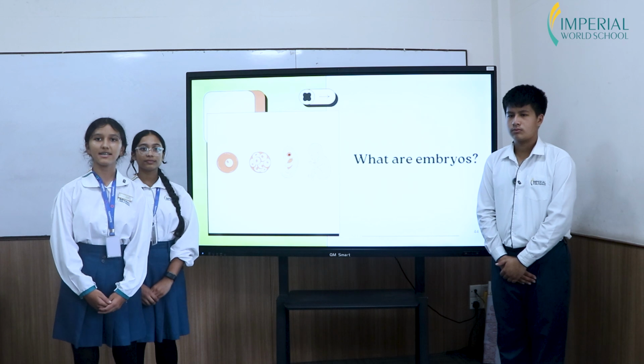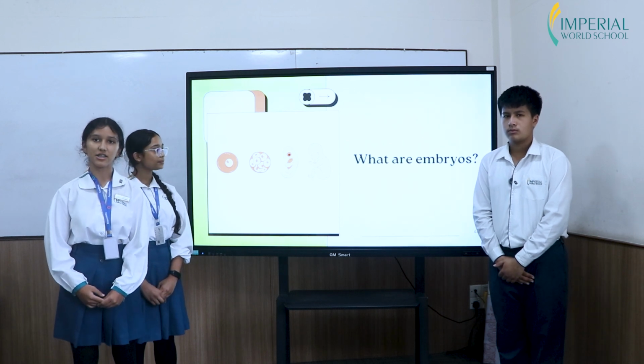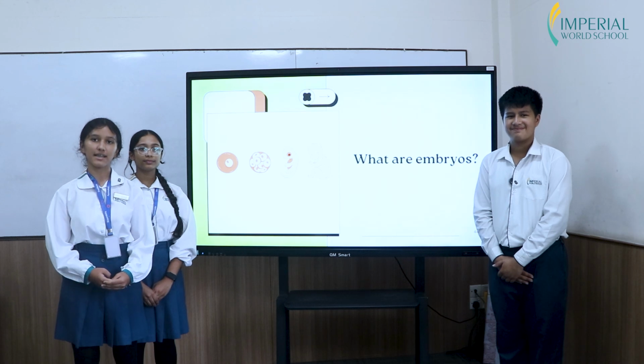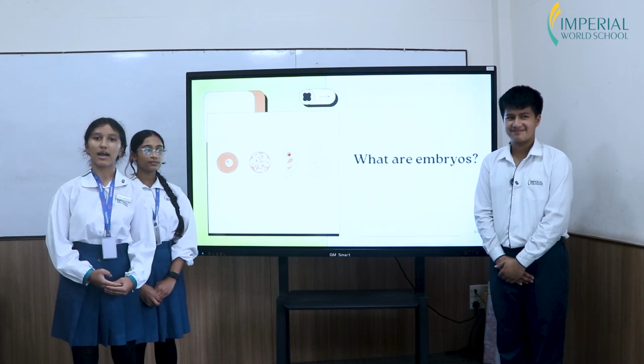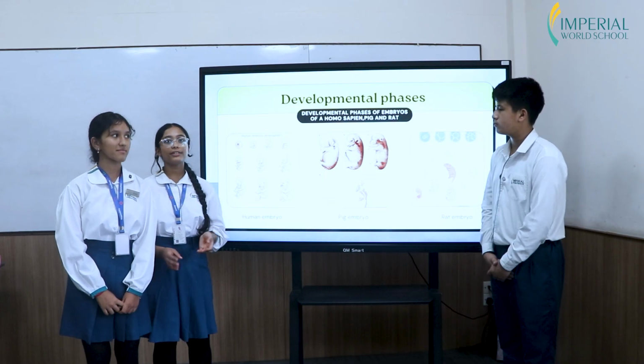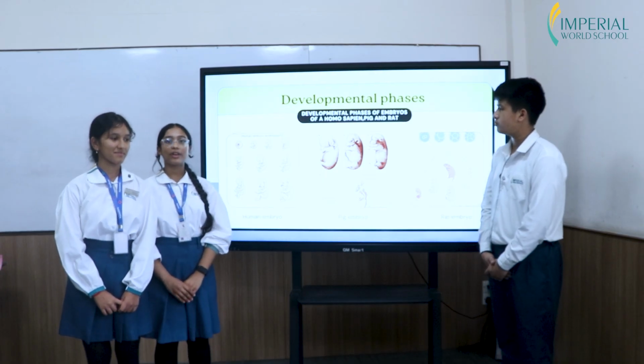Embryos are the early stage of development after fertilization. When a male and female gamete form a zygote, it divides and forms an embryo, where basic body parts occur. Now we will be giving a short brief about the developmental phases of a Homo sapiens, rat and pig.